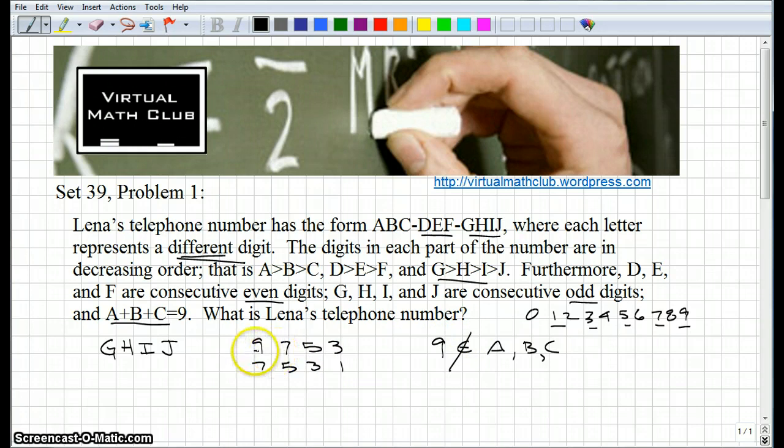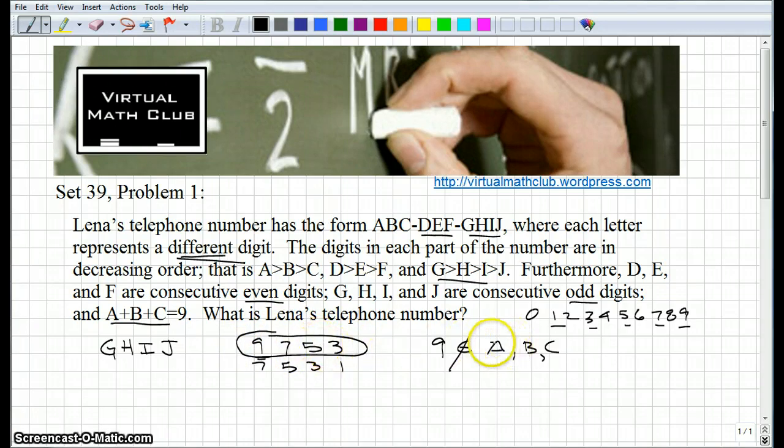Alright, so that means 9 has to be in the rest of the number. 9 is odd, so 9 has to be in the last 4 digits. So the only one of these that's going to work is this. Alright, so now we've got the last 4 digits.